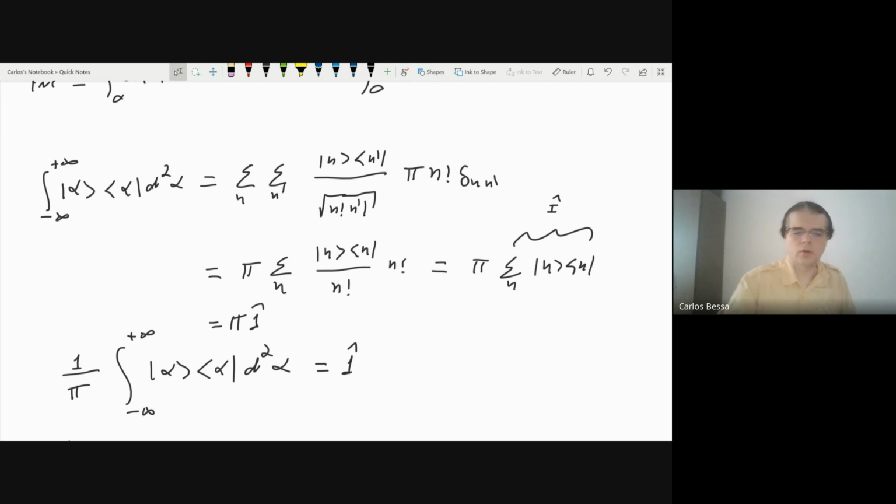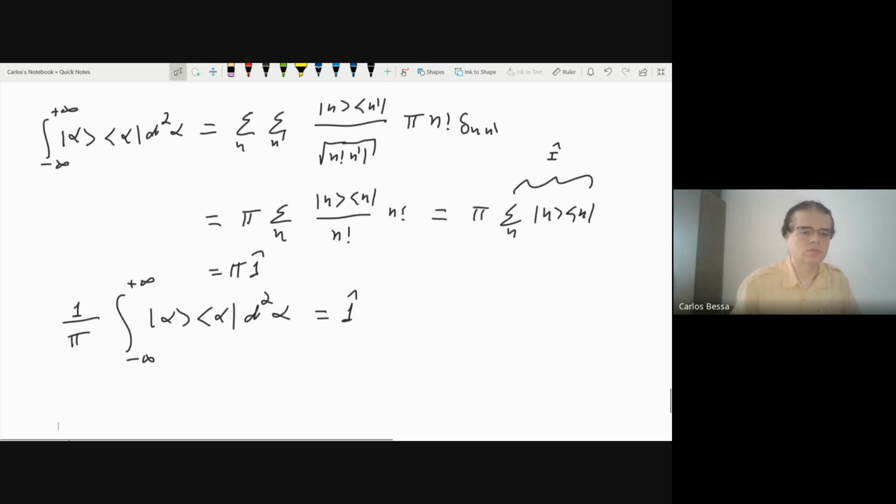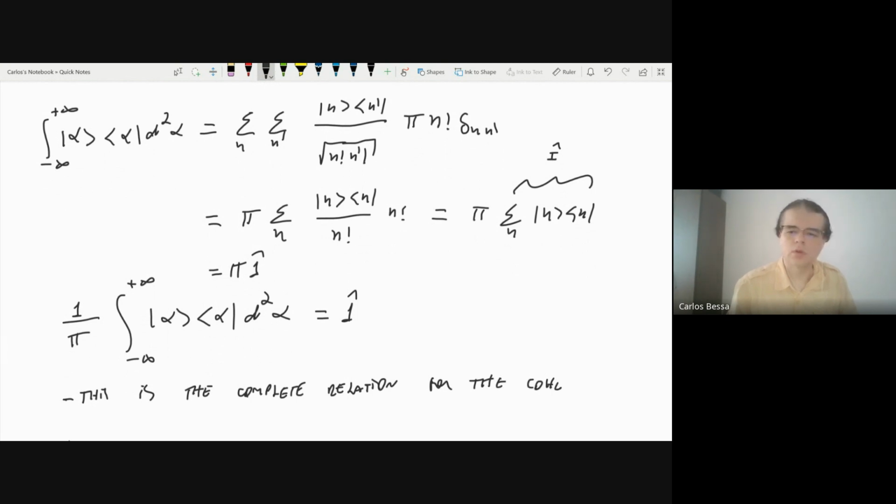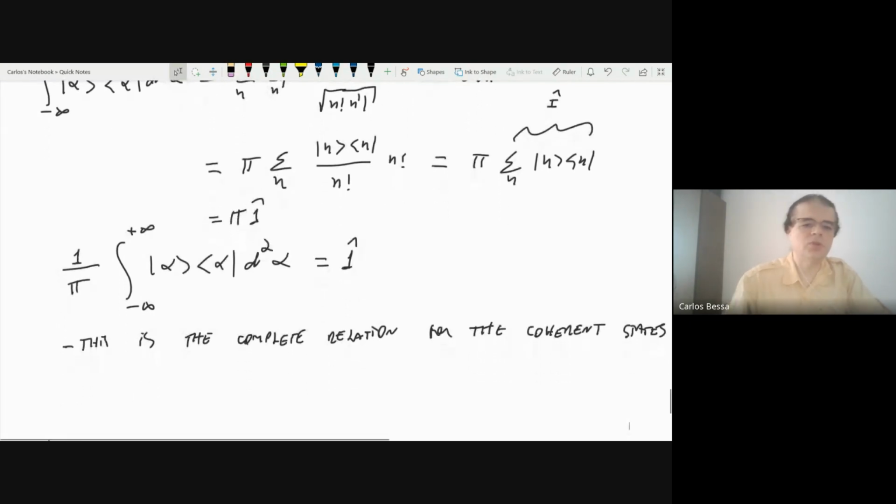So this is the completeness relation for the coherent states. So we see that this basis is continuous because of the integral relation.